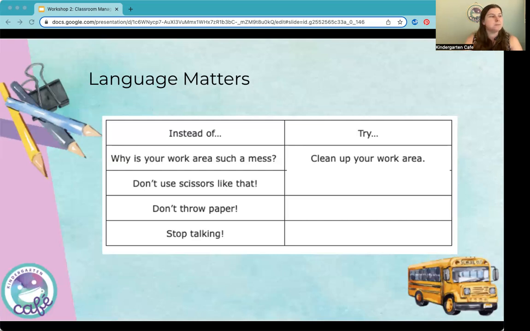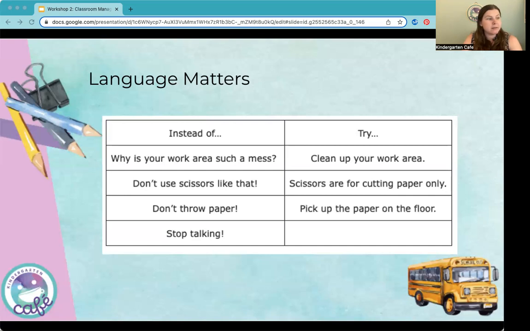Where do they go? Instead of don't use scissors like that, because that's not helping them know what to do, just say scissors are for cutting paper only. And if that's not working, then they lose the privilege of using scissors, but we'll get to that. Instead of don't throw paper, just pick up the paper off the floor. Instead of stop talking, you could say use quiet voices.